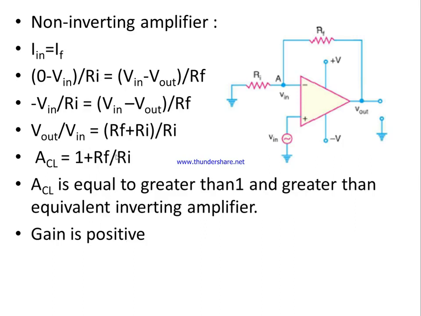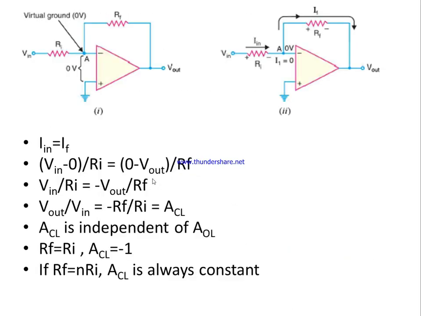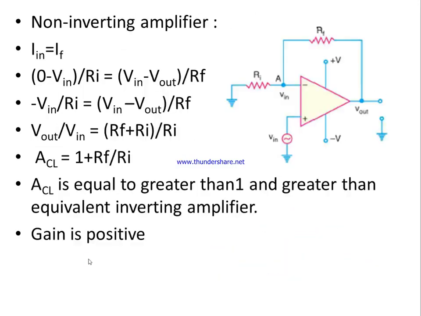Clear? If Rf is equal to Ri, then 1 plus 1, closed loop gain will be 2. Clear? Now, if you are taking Rf is equal to 0, then closed loop gain will be 1. So, always we will connect Rf because we need negative feedback in an operational amplifier. So Rf cannot become 0. Therefore, the closed loop gain will always be greater than 1. But in the case of an inverting amplifier, closed loop gain is minus 1 when Rf is equal to Ri. In the case of a non-inverting amplifier, it is always greater than 1.